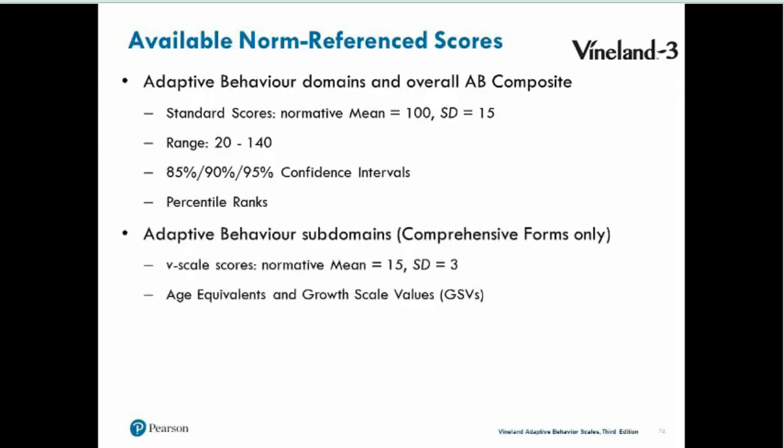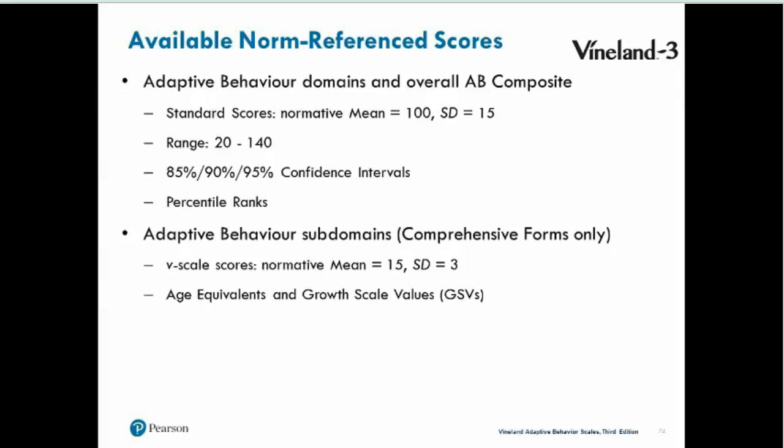Now, the adaptive behavior subdomains, which are on the comprehensive forms only, use what's called a V-scaled score. This has a normative mean of 15 and a standard deviation of 3. And it's important to keep in mind that this is different than the scaled scores used on other adaptive behavior measures and on your IQ scores. So a V-scaled score has a mean of 15.